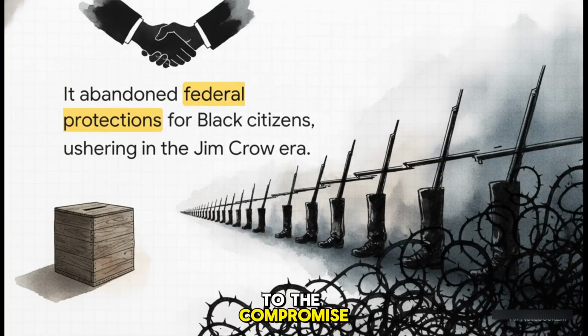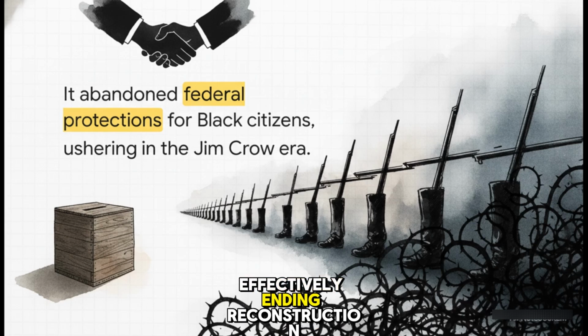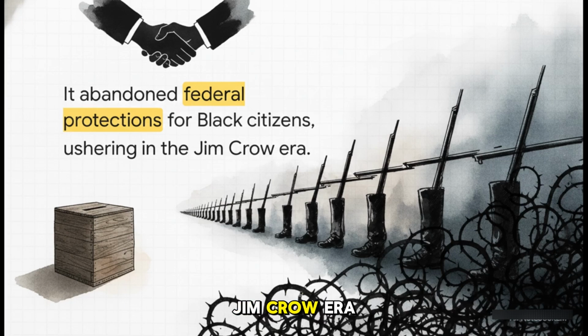Which brings us to the Compromise of 1877, a pretty devastating political bargain. Basically, in exchange for the presidency, Northern Republicans agreed to withdraw federal troops from the South. And just like that, they abandoned federal protections for black citizens, effectively ending Reconstruction and leaving them to face a century of systemic oppression and the Jim Crow era.